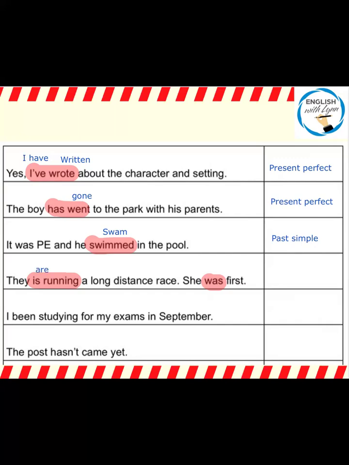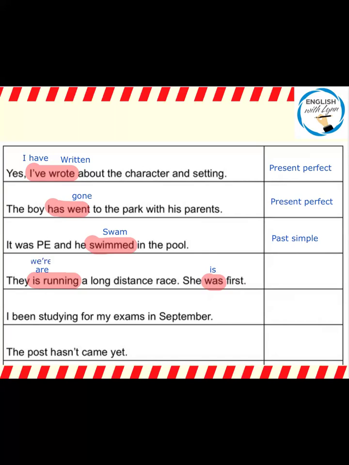Okay. Now, if I'm doing it all in the present tense, this bit at the end here, the was, is also wrong, because if you say they are running, you can't say she was first. So what I would need to do is change the was to is. Or if it is a story, you may want to keep it all in the past tense. So in which case you would say they were running and she was first.